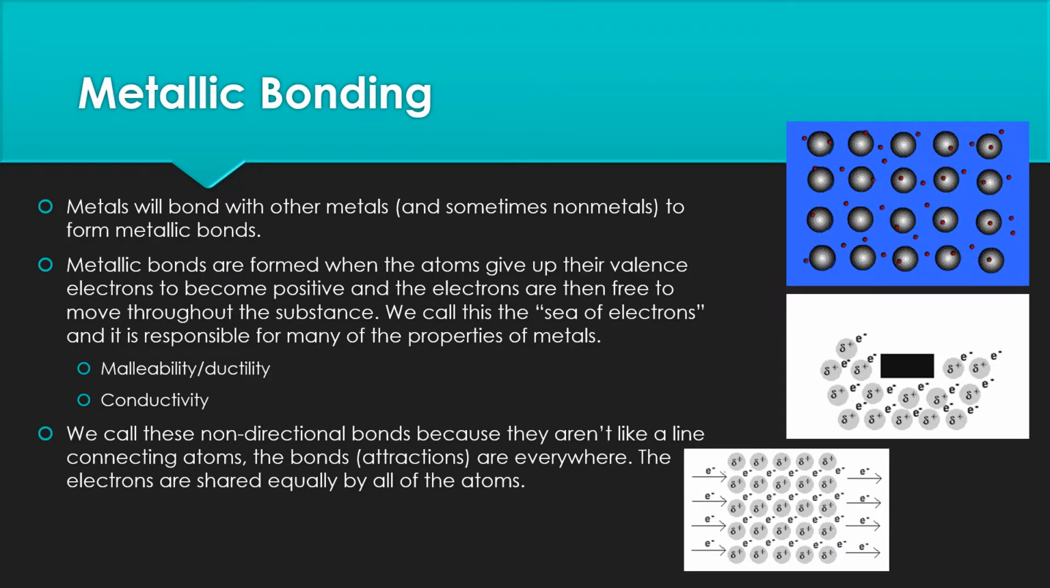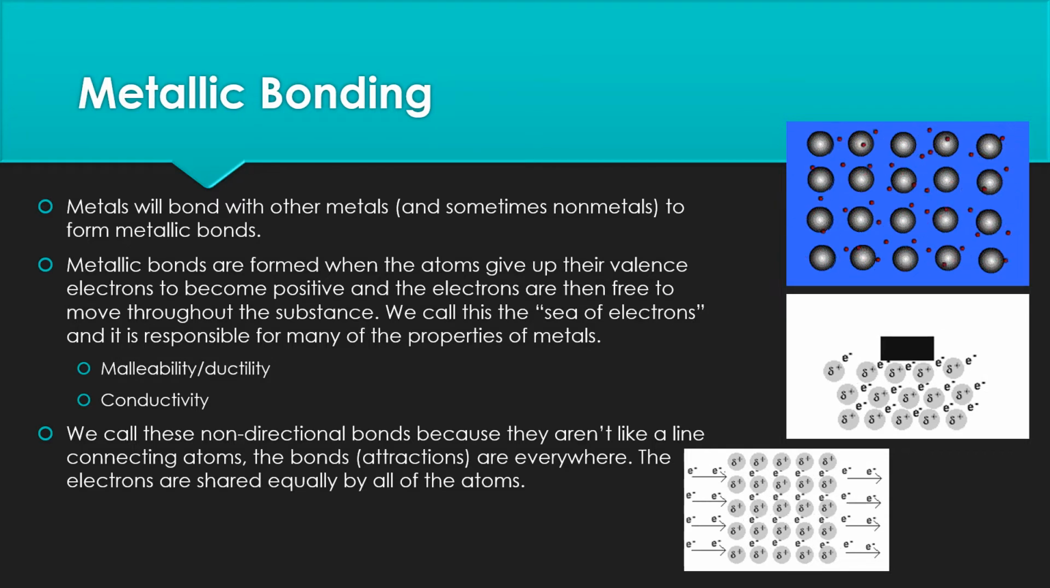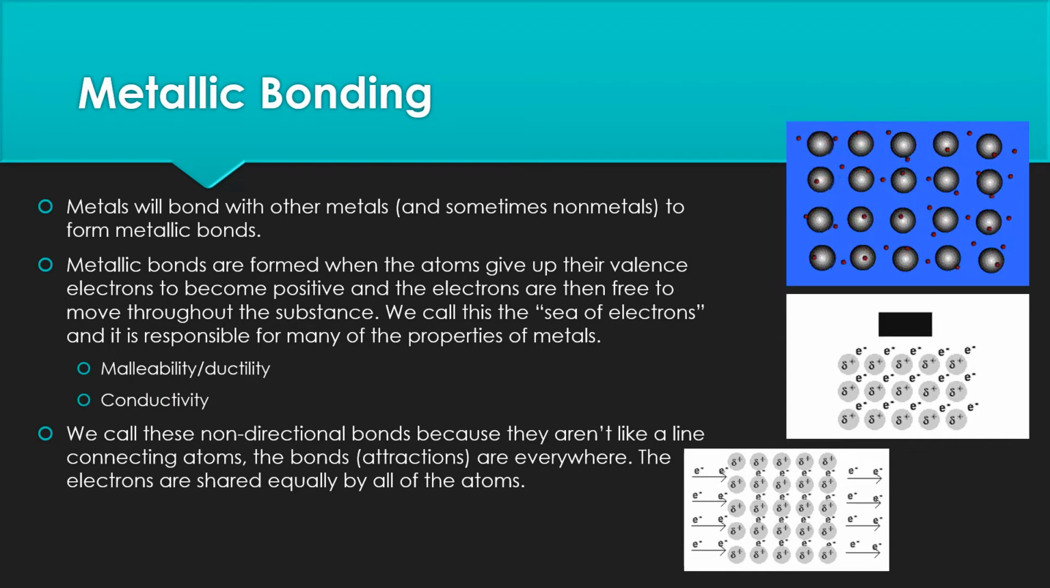So in metallic bonding, metals bond with other metals and sometimes nonmetals to form metallic bonds. Metallic bonds are formed when the atoms give up their valence electrons to become positive, and the electrons are then free to move through the substance. We call this the sea of electrons, and it is responsible for many of the properties of the metals.